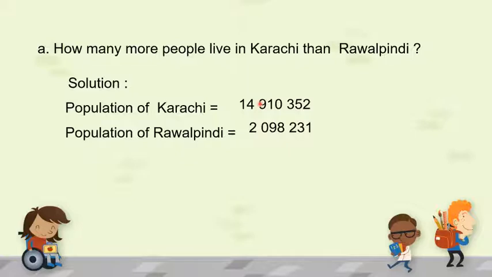So we will calculate the difference between the population of these two cities, and for that you will do the subtraction. When we subtract, you will get this as your answer. So you must know this, that if we want to calculate the difference between the population of two cities, we have to do the subtraction here. Coming towards our B part.